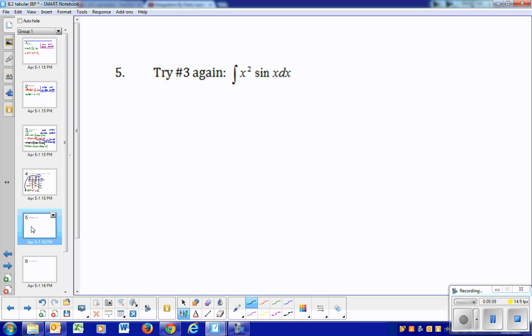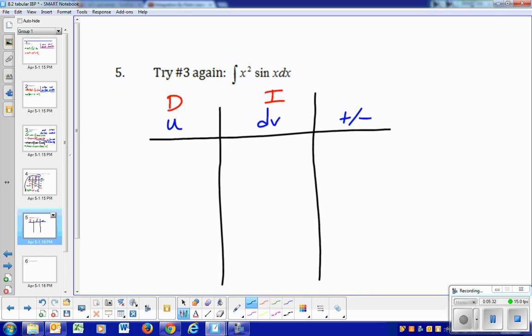Now, the next question I have here is the one that did require integration by parts twice. I think here you'll see the time savings. So we'll set up our table, u, dv, changing signs. We can remind ourselves that here we're going to take derivatives, here we're going to integrate. Then we'll set up our chart, writing nice and straight across, very important.